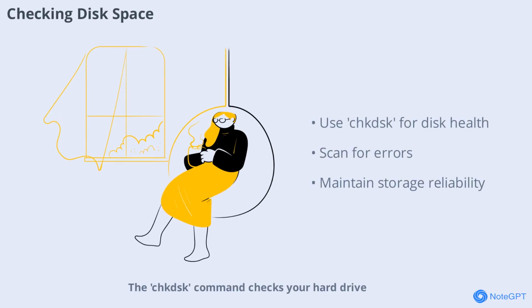The chkdsk command checks your hard drive for errors and displays disk space information. For example, chkdsk scans the C drive. This command helps you maintain your storage devices and prevent data loss. Regularly checking your disks ensures your computer runs smoothly and reliably.